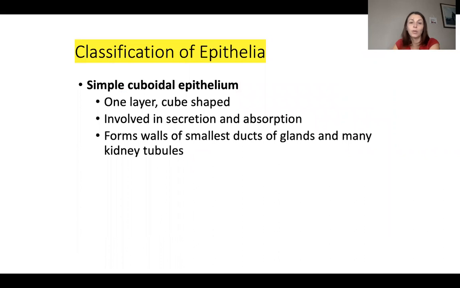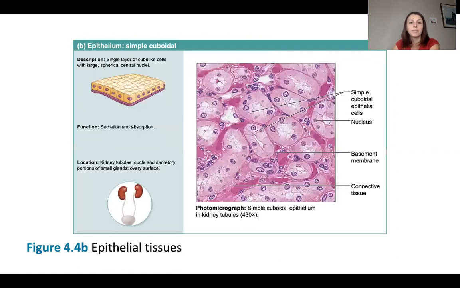Cuboidal epithelium: one layer because it's simple, cube shaped because of the shape, and usually involved in secretion and absorption. They form the walls of the smallest ducts of glands and many of the kidney tubules. Here we have a microscopic image of a cuboidal cell of epithelial tissue, and you can see how you have a simple cell here with the nucleus, and it looks cube-like.